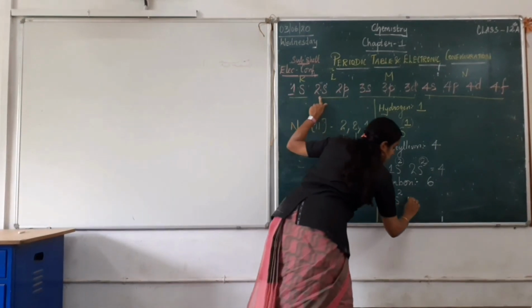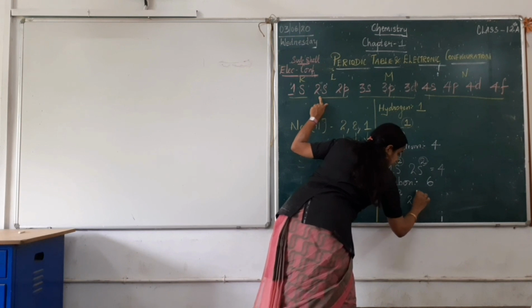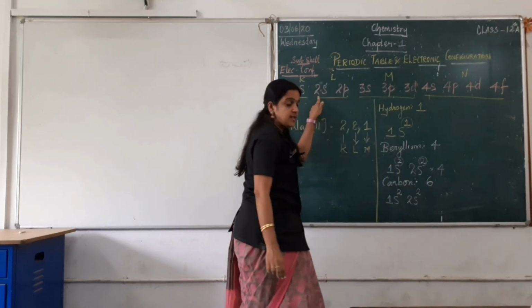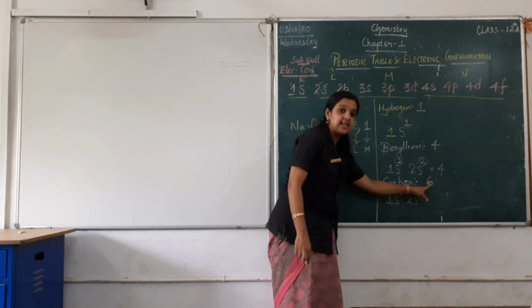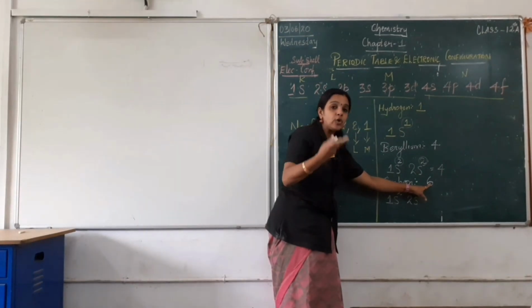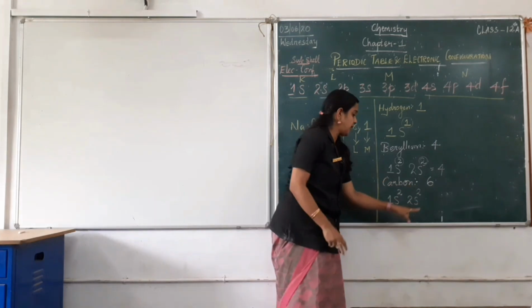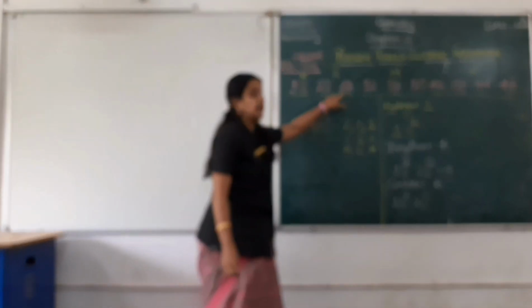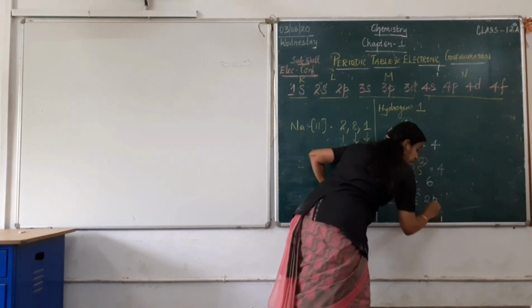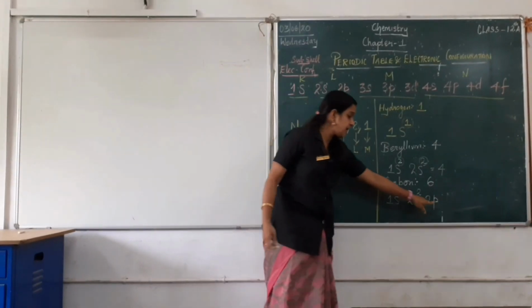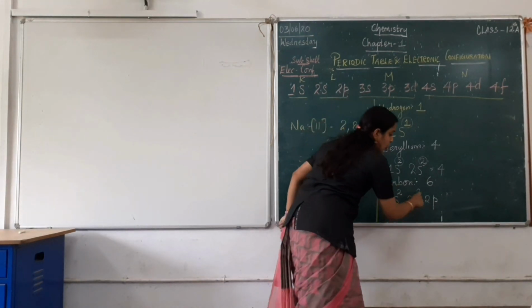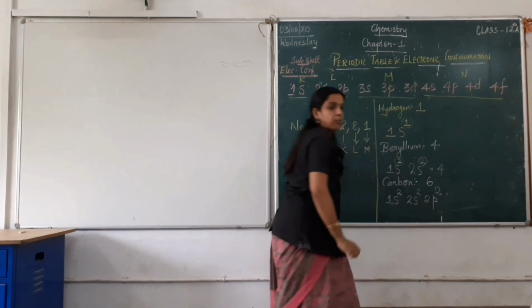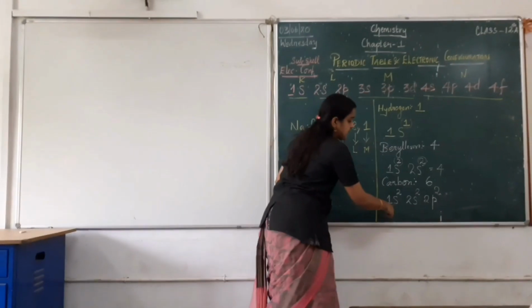So I will take 2s. Again, S can take only 2 electrons. So 2 plus 2 has become 4. But I need 6 electrons. So how many more to be filled? 2 more electrons. So where do I go? I go to 2p. But we have studied before, the p subshell can take a maximum of 6 electrons. But I need only 2. So I put 2p2.